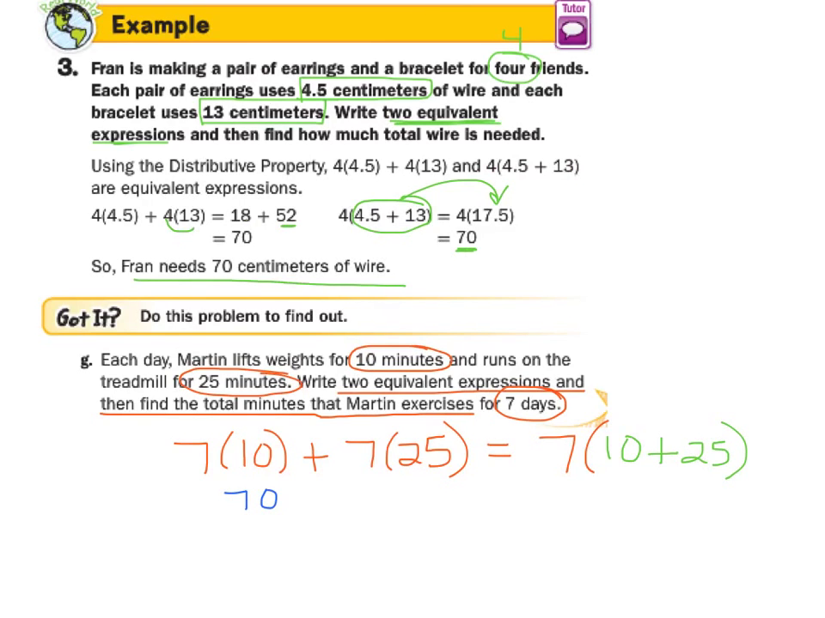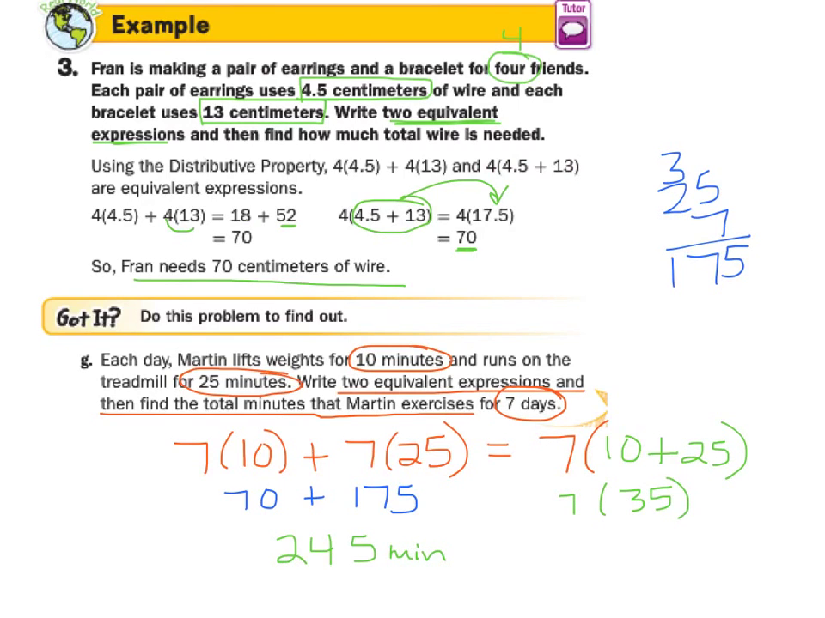So we would get 70 plus 25 times 7: 35, carry the 3, 14, 15, 16, 17, 175. And so altogether, he works out for 245 minutes. And we could see how this work on this side would be 7 times the 35. So 35 times 7: 35, carry the 3, 21, plus 1 more is 245.